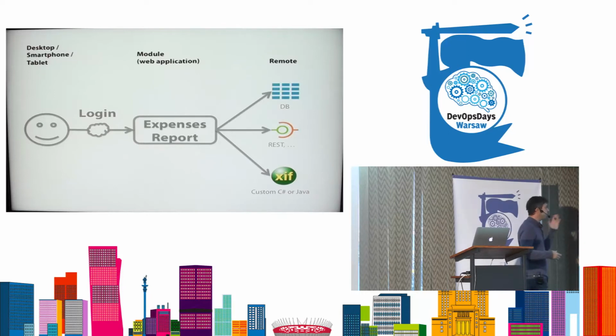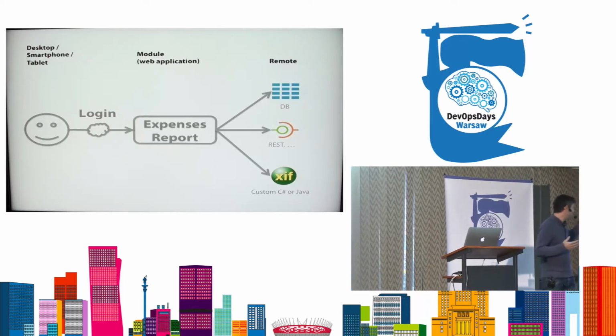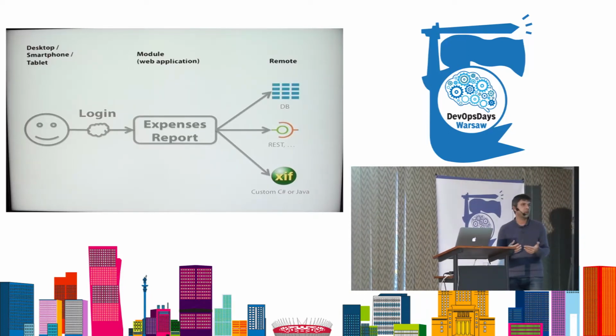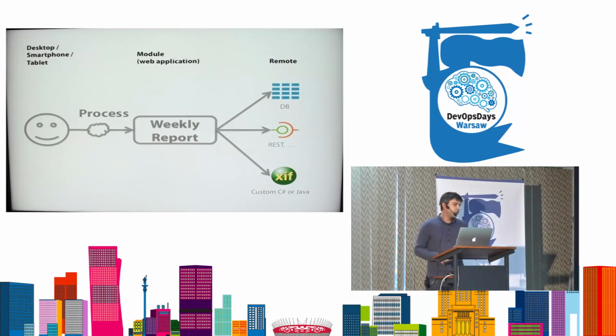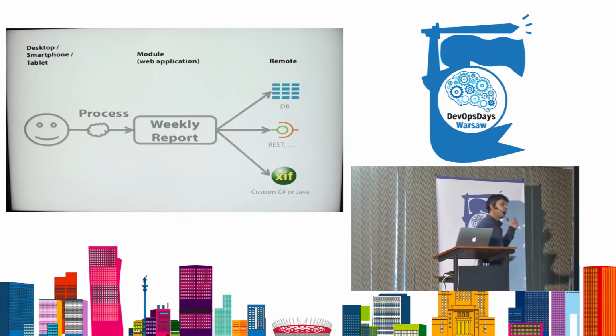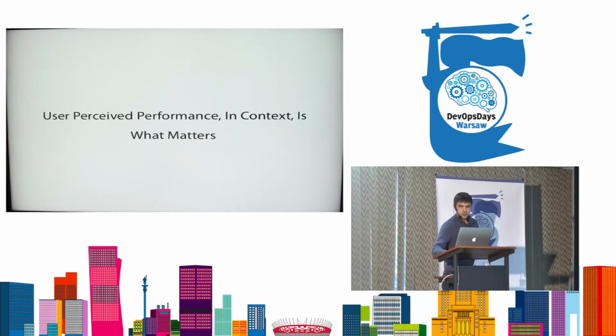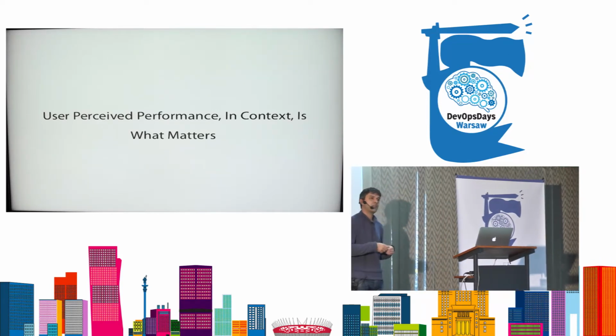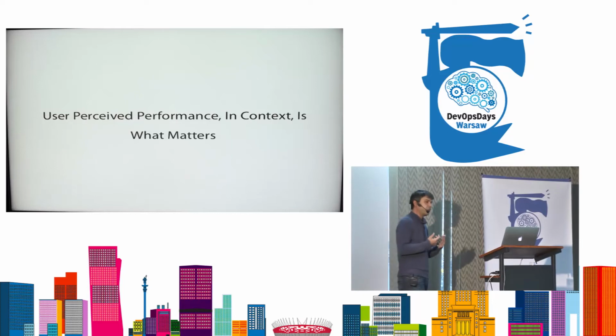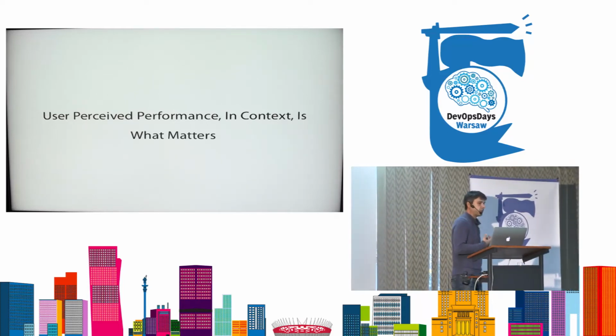For instance, if the user is accessing a login page, well, you want that login to be fast. If the user is just doing a weekly report and it's just one person that has to do it weekly, well, if it's slow, that's not too bad. It's to be expected. So user perceived performance in context is what really matters. It's not just raw data. We have to have this context, this user context.